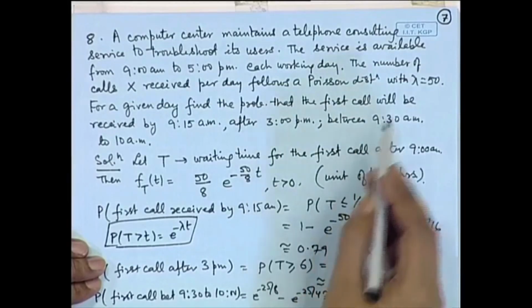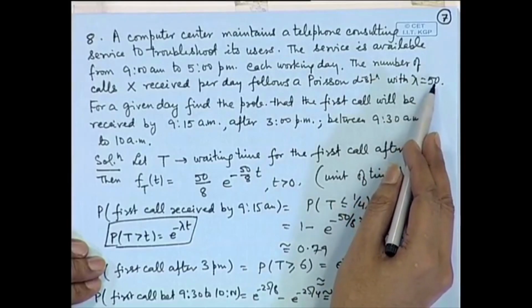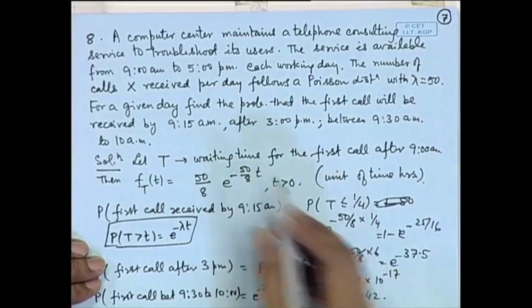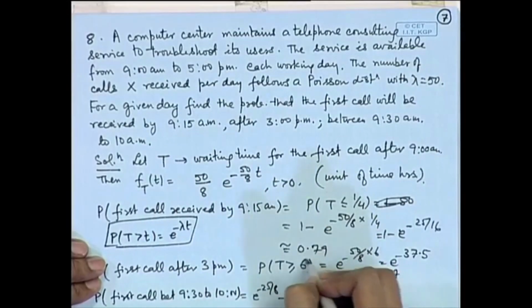which looks surprisingly quite high, that is almost 4/5 of the probability. The reason is that in a day we are receiving roughly 50 calls. So, within the first 15 minutes a call will be received with a substantially high probability.